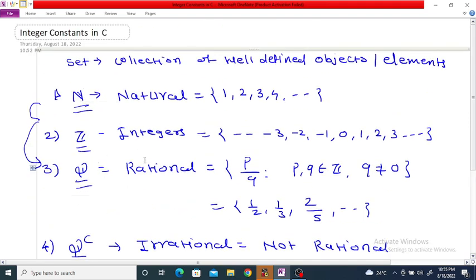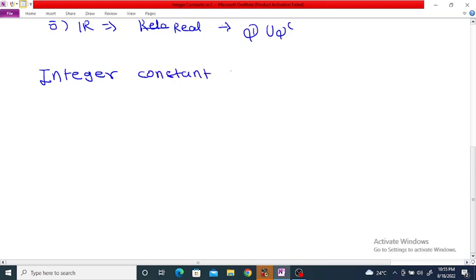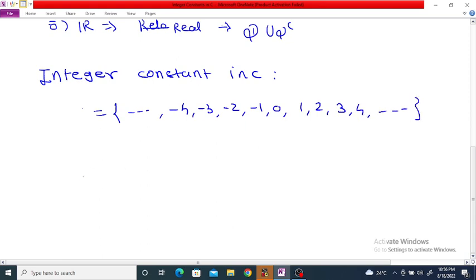So today we are going to study the integer constant in C. So which numbers are called integers? Integer constant in C. Some elements of integer constants are -4, -3, -2, -1, 0, 1, 2, 3, 4, and so on.